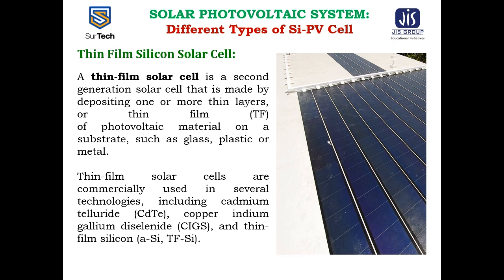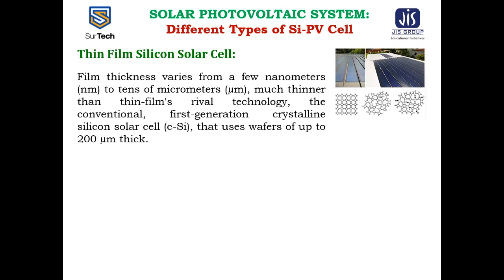Thin film solar cells are commercially used in several technologies including cadmium telluride, copper indium gallium diselenide, and thin film silicon, that is a-Si or TF-Si. The film thickness varies from a few nanometers to tens of micrometers, much thinner than its rival technology, the conventional first generation crystalline silicon solar cell, that is c-Si, which uses wafers of up to 200 micrometers thick.